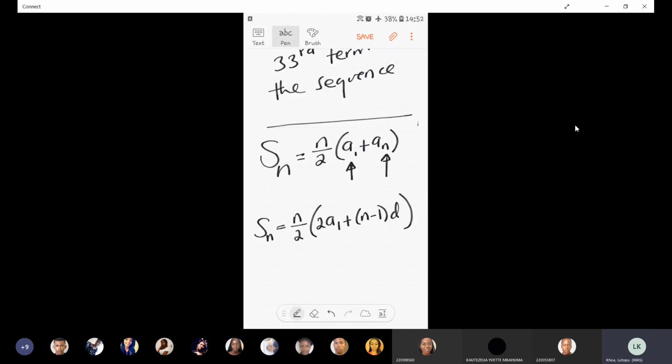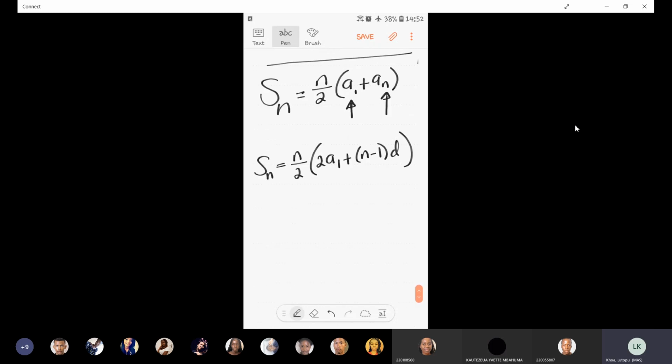If you know what the last term in the sequence is, let's say for example it is given, then it's very easy to use the first one, and otherwise you can use the second one. So it's really up to you. So one such a question could be: find the sum of the first 50 positive integers.